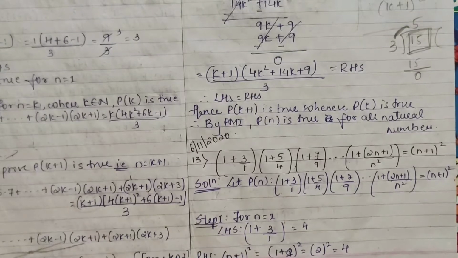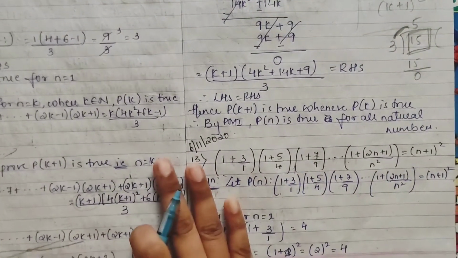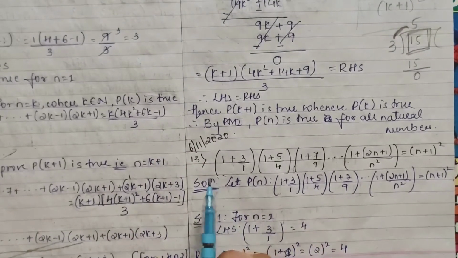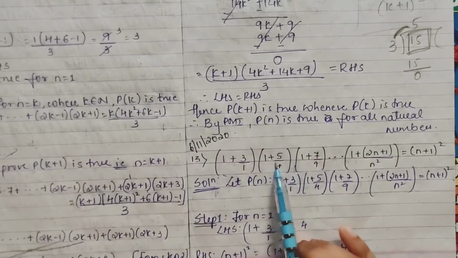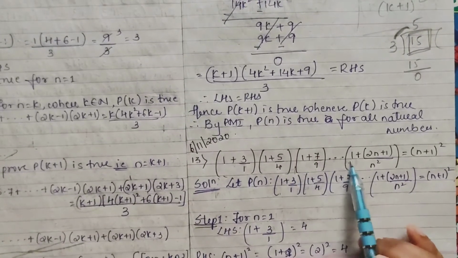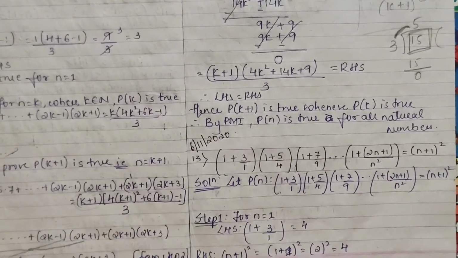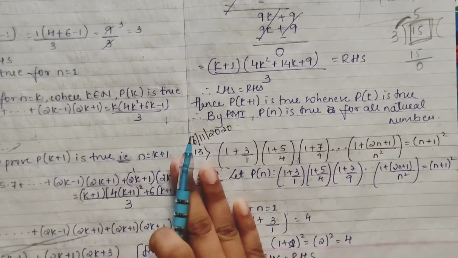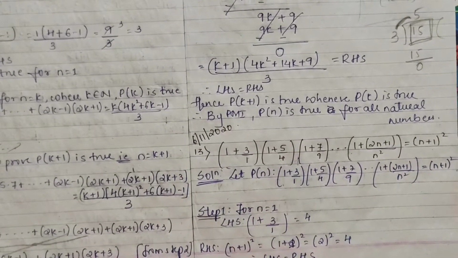Hello my dear students, so we will proceed with the same principle of mathematical induction exercise part. 13th question I have taken: 1 plus 3 by 1, into 1 plus 5 by 4, into 1 plus 7 by 9, and so on up to 1 plus (2n plus 1) divided by n square, which is equal to (n plus 1) the whole square. So you know obviously this method, it's so simple. The same thing you write, again I am not explaining.